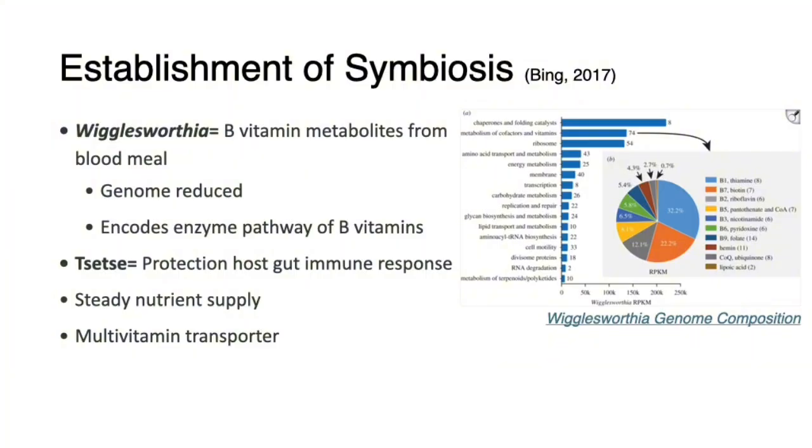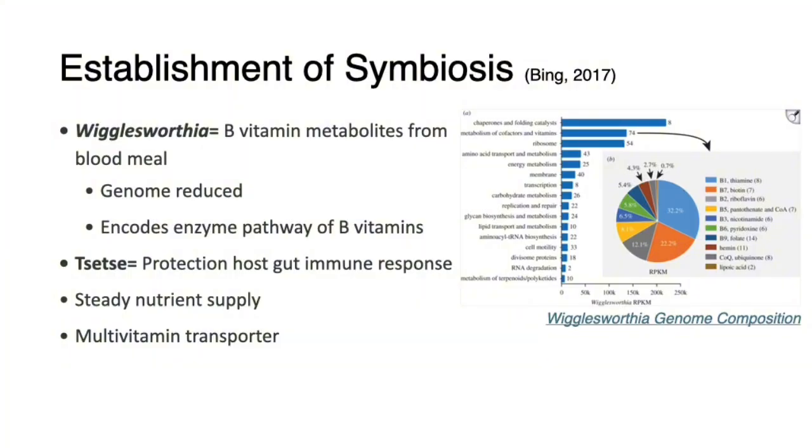How did this relationship become established? We first have to recognize that both parts of the relationship are lacking something that the other can provide. So, taking a deeper look, Wigglesworthia is able to synthesize metabolites. In this specific system, it metabolizes B vitamins from the blood meal. We have seen that the genome has been severely reduced as it has evolved with this system for a very long time, but it did keep the enzymes that encode the synthesis pathway of B vitamins. So this is what Wigglesworthia provides to the host.